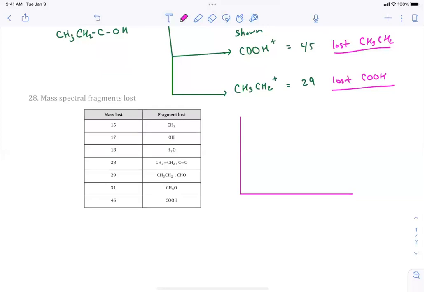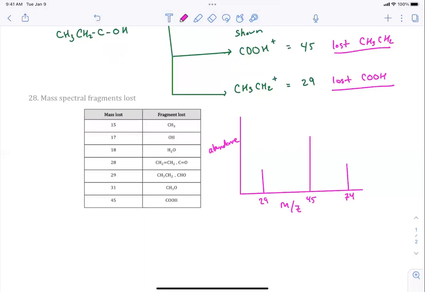Like Matthew was saying, what you'll have here is abundance, and then m over z. And m over z is just the mass to charge ratio, but the charge, we're just going to assume is positive one every time. We're not going to get super complicated with this. So you're going to see a peak at 74, you'll see a peak at 45, and you'll see a peak at 29.